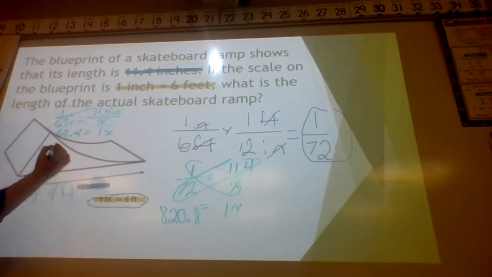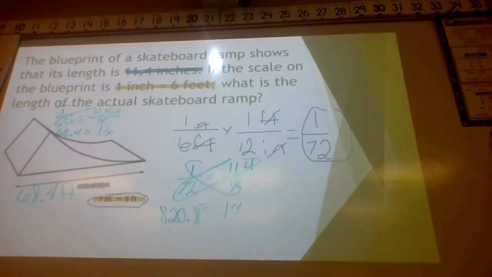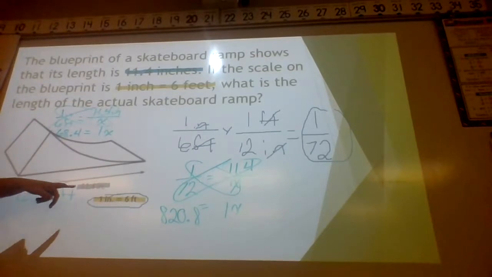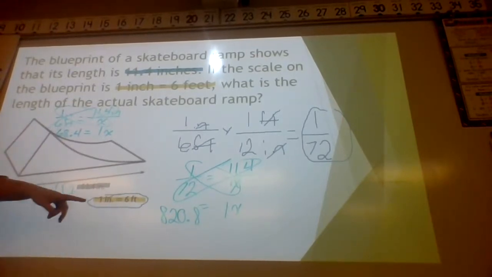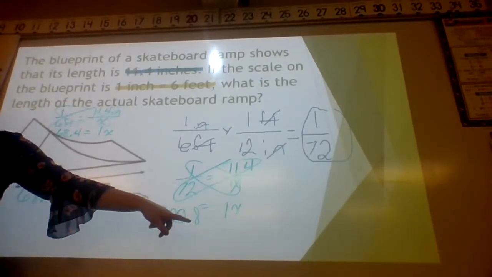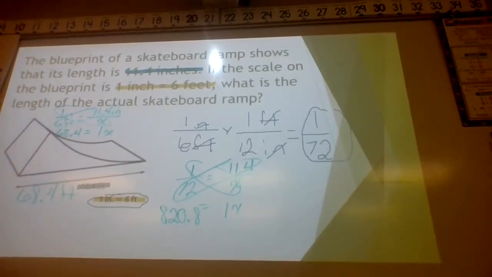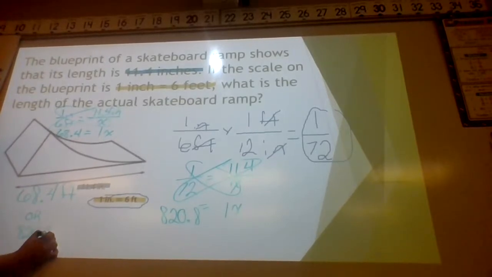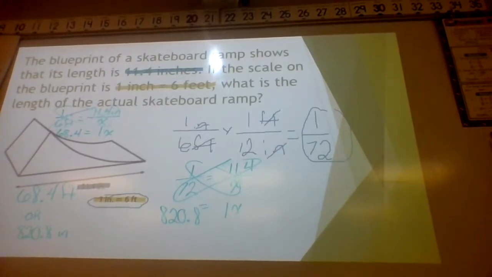Now the label was 68.4 feet. Did it tell us to do it with scale or scale factor? No, neither one, so it doesn't matter. You can have 68.4 feet or 820.8 inches. So is there going to be 2 answers on every one? You only have to worry about which one it tells you. I do not expect you to do both for each and every single one. You choose one. My answer key will have both of them, and I'll figure it out.